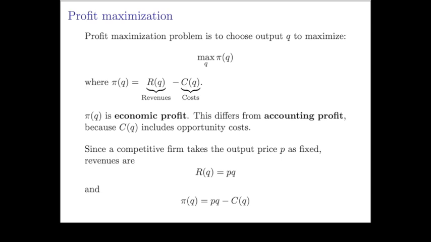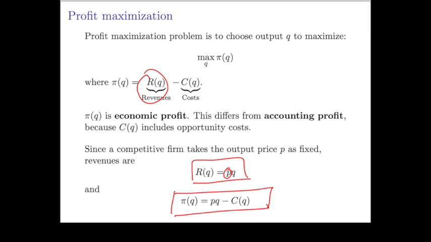We're looking at competitive firms here. In Micro 2, you'll look at non-competitive firms, so monopolies and oligopolies and so forth. The revenue function for a monopoly, for example, is going to be different. But since we're looking at competitive firms, the revenue when you sell Q units is simply the price times the quantity that you sell. So your profit is quite simply P times the quantity you sell minus the cost of producing Q units.